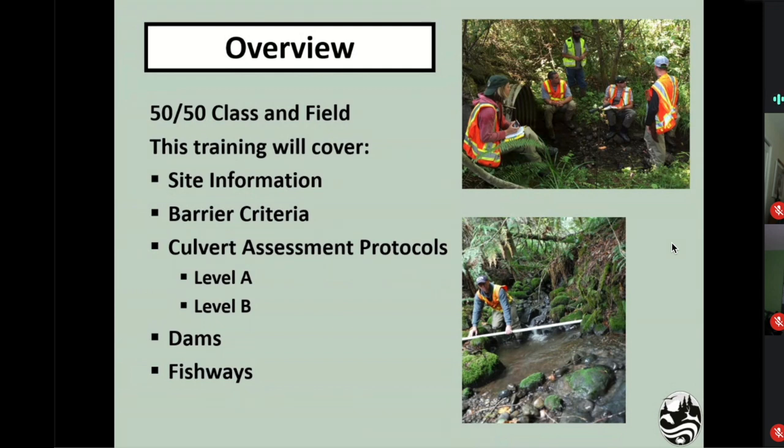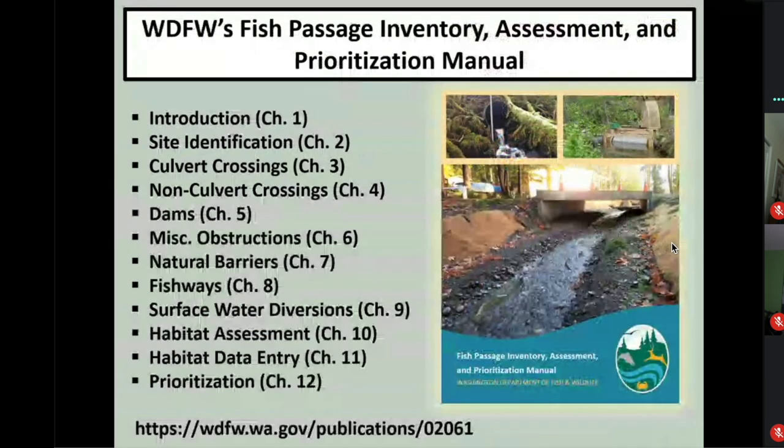And you should see the chapter breakdown of this manual. Okay. So the manual has 12 chapters and appendices. The good news is that in terms of restoration for most of our stream networks, chapter 3, culvert crossings, is the biggest ailment or the biggest limiting factor for fish passage. But these other chapters, non-culvert crossings, dams, obstructions, natural barriers, those are all really important.